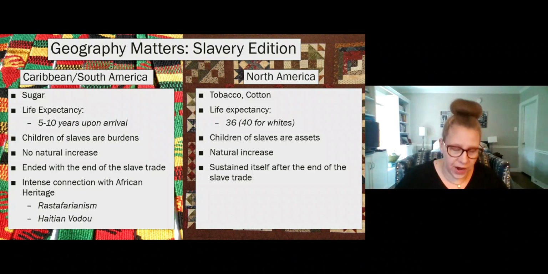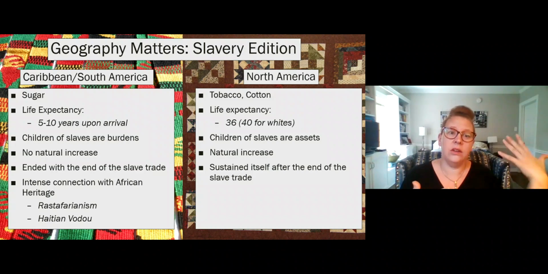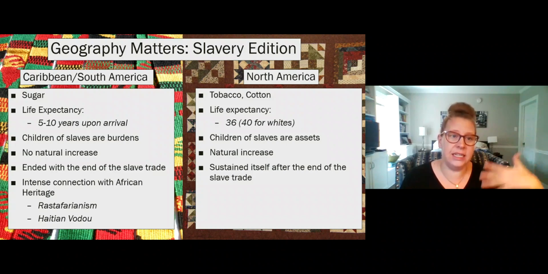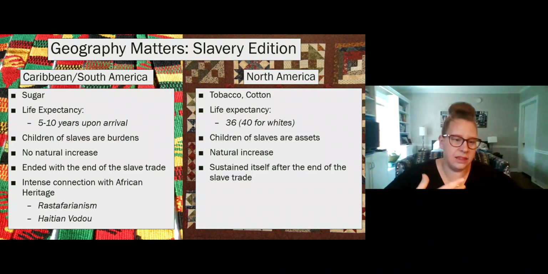So that's where you get Rastafarianism and you get Haitian voodoo. These are syncretistic religious traditions that are taking traditional African ideas and religions and kind of hooking them up with things like Catholicism or just Caribbean realities, okay?